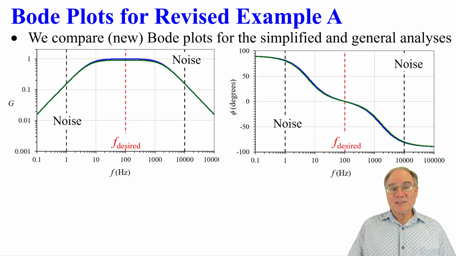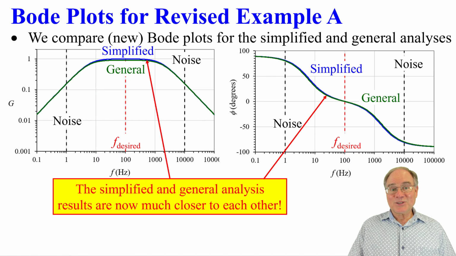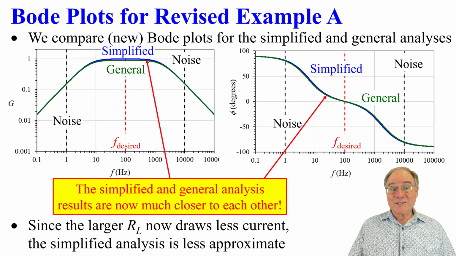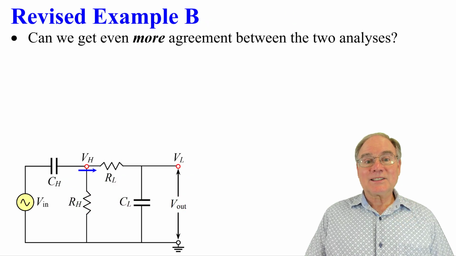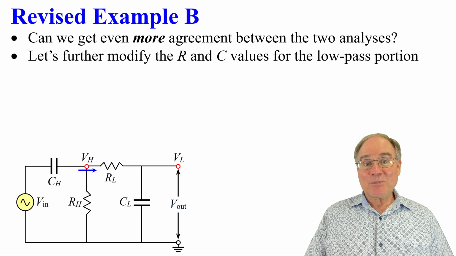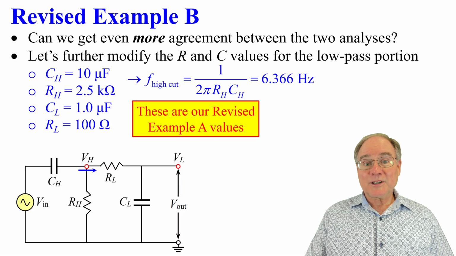Here are our Bode plots for the revised example problem A, simplified in blue and general analysis in green. Now the results are much closer to each other. Since RL is now drawing less current, the simplified analysis is less of an approximation. Can we get even more agreement between the two analyses? Well, for revised example B, let's further modify the low-pass filter component values. These are the values we had for the previous example, revised example A.